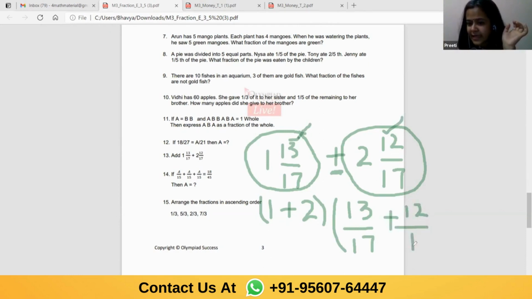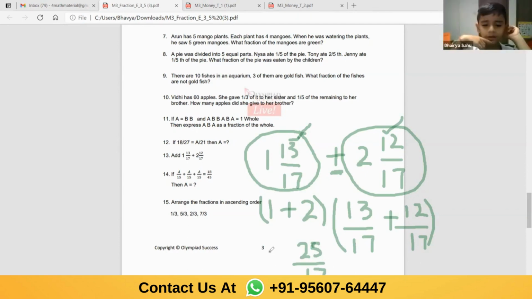Both the fractions are like? Yes, ma'am. So we will simply add the numerators. So what will I get? 25 upon 17? Yes, ma'am. Correct. And when I add the whole numbers, what will I get? Ma'am, 3. Yes, 3. Right? So one way is to do this, but I can further change the answer.